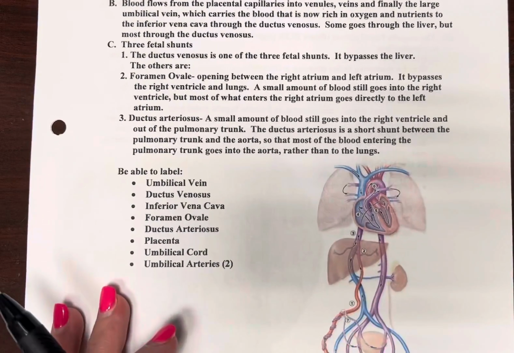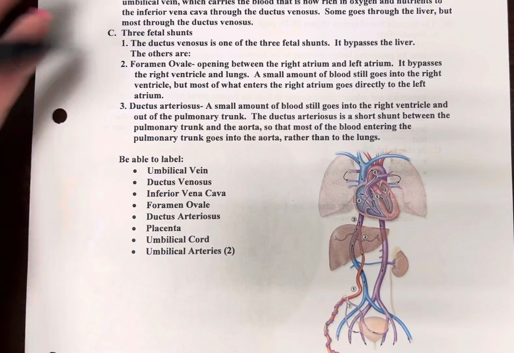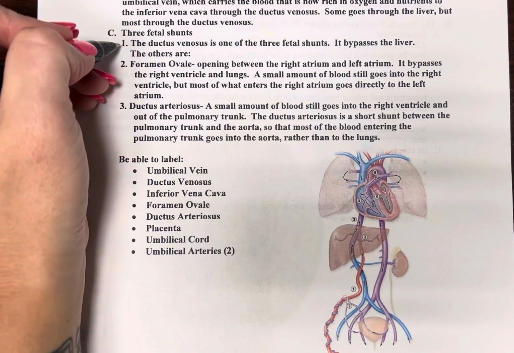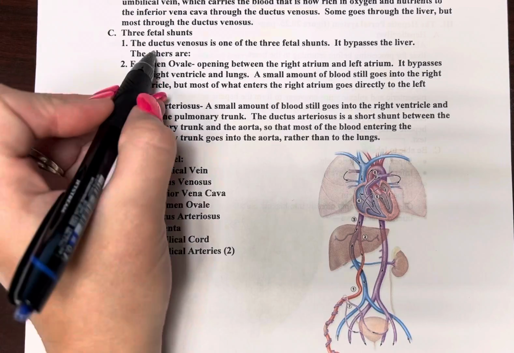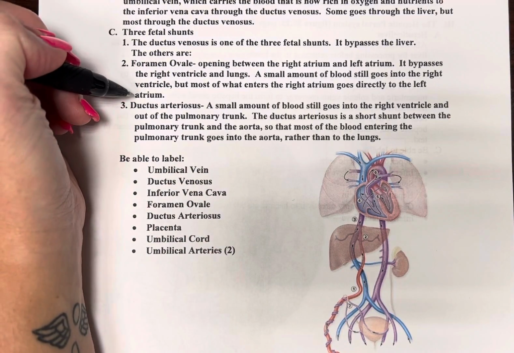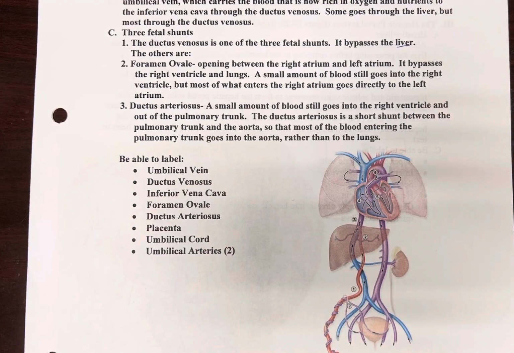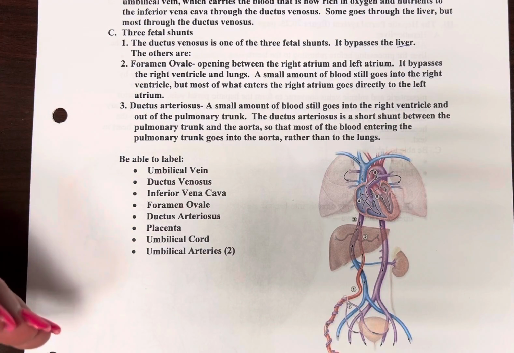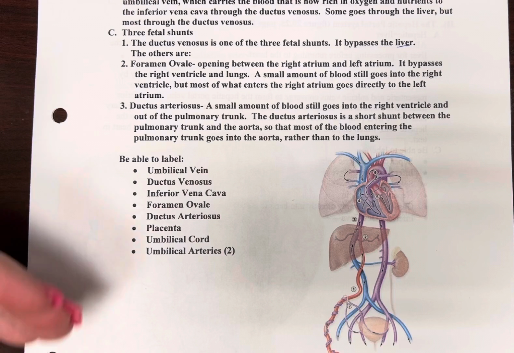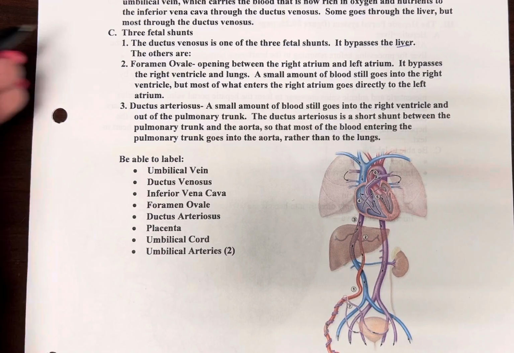Now we've got some shunts here because a fetus is different than a person outside the womb anyway. So the ductus venosus is the first shunt. It bypasses the liver. So the liver serves a function that we'll talk about in the hepatic portal circulation of helping to filter the blood from toxins. Now, since baby's getting all their nutrients from mom, mom's liver is doing that work.